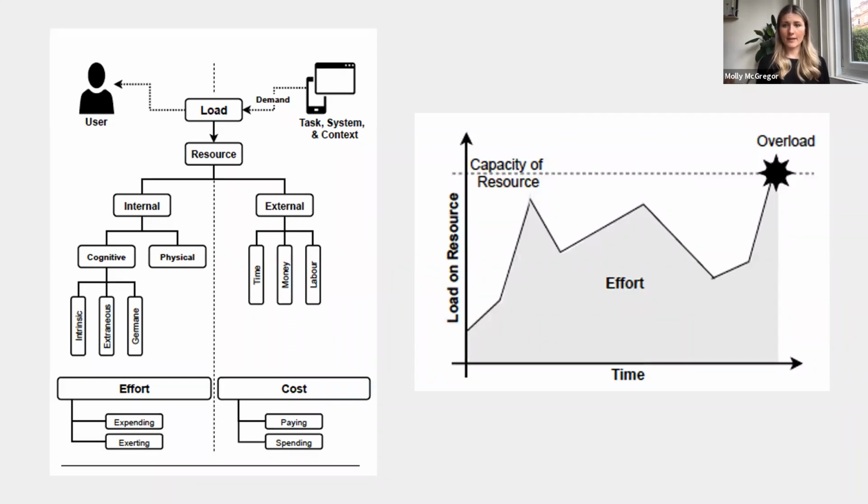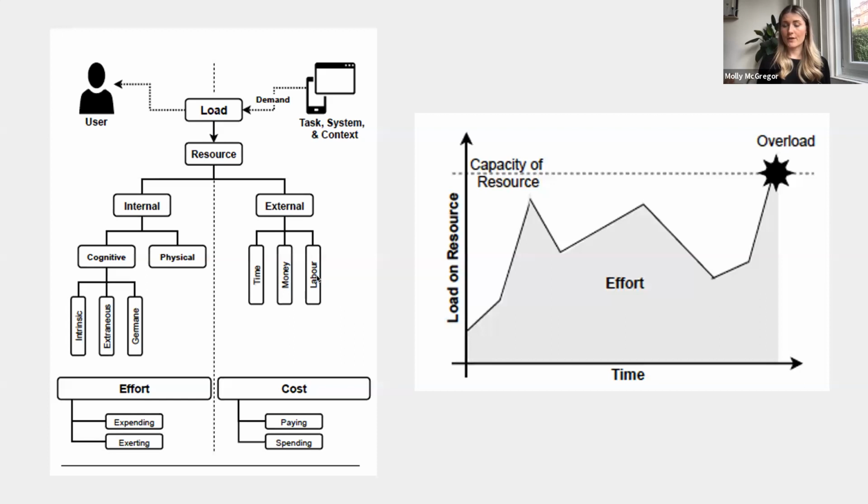This diagram here on the left represents these definitions and shows the proposed relationships between the concepts. So people have multiple resources available to them, and these resources can be internal, meaning they can either be cognitive, for example, their working memory or attention, or they can be physical, for example, energy or strength. People also have external resources available to them, such as money, time, or labor. And all resources are considered to be limited in capacity.